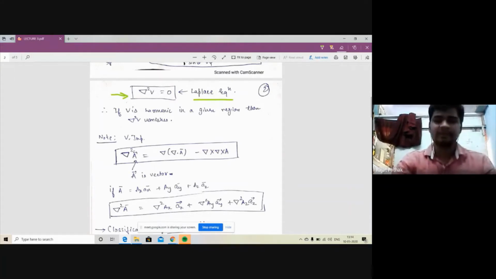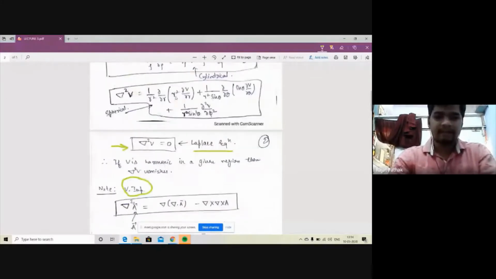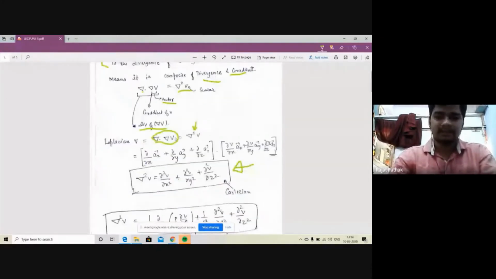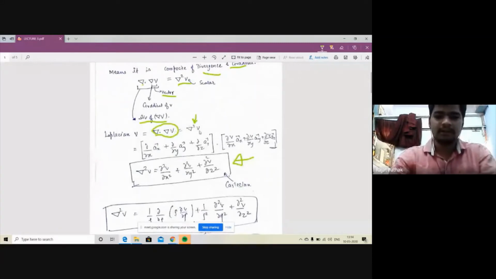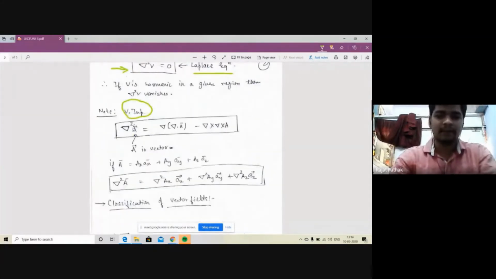If V is a scalar function which is harmonic, then del square V definitely vanishes, meaning del square V is equal to 0. So another note is very important. Up to now we have studied that we can apply the del square Laplacian operator only on a scalar quantity. So there is a question in the mind: can we apply the Laplacian operator on a vector or not? The definition will remain the same, but the analysis of the situation varies over here.